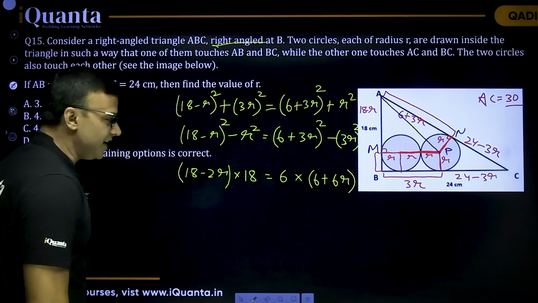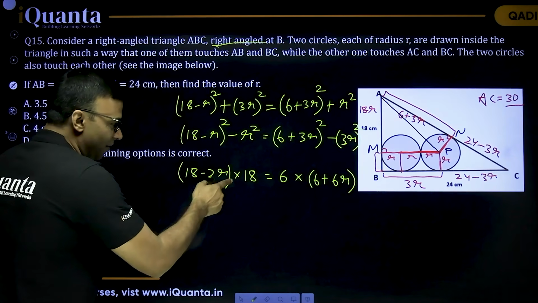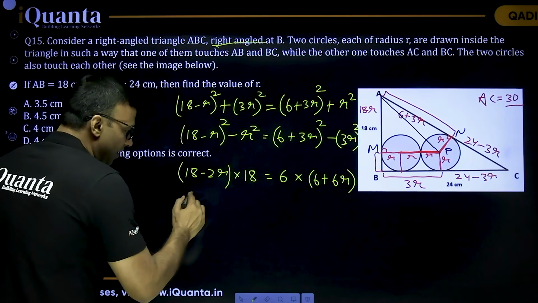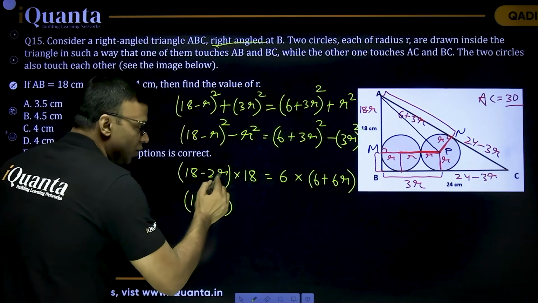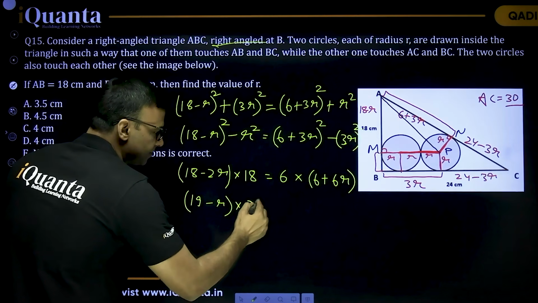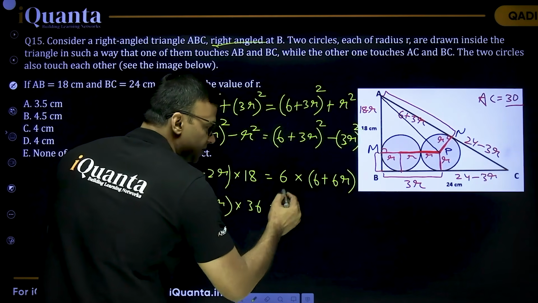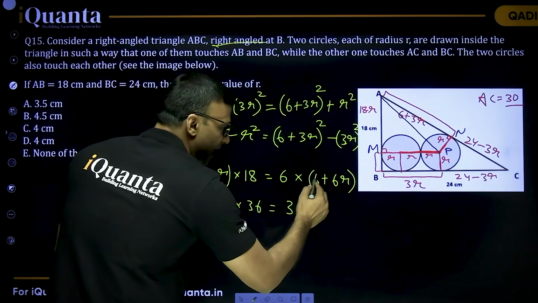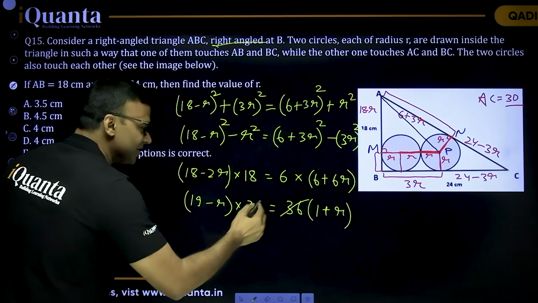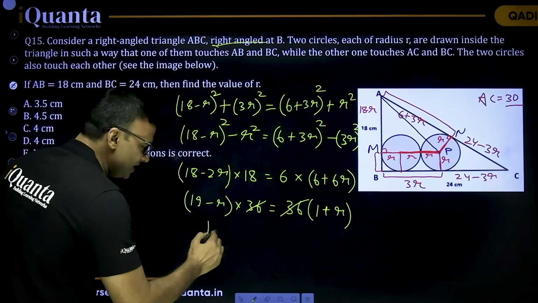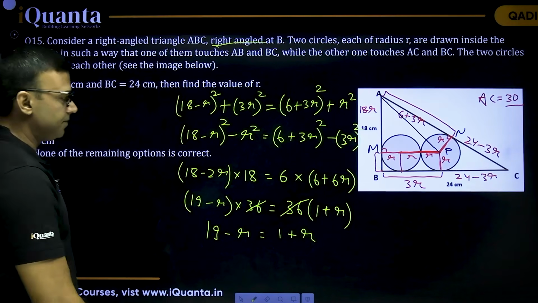And then when you see, it becomes extremely easy. You can take 2 common from here. So if you take 2 common, it will become 19 minus r. 2 goes outside, so 2 into 18, 36. Similarly here, 6 is already there. Take 6 common from here, so 6 into 6, 36. And inside we have 1 plus r. And you see, this 36 is also cancelled.